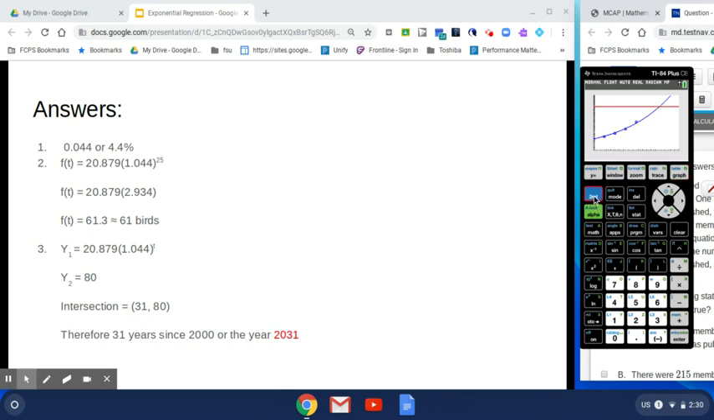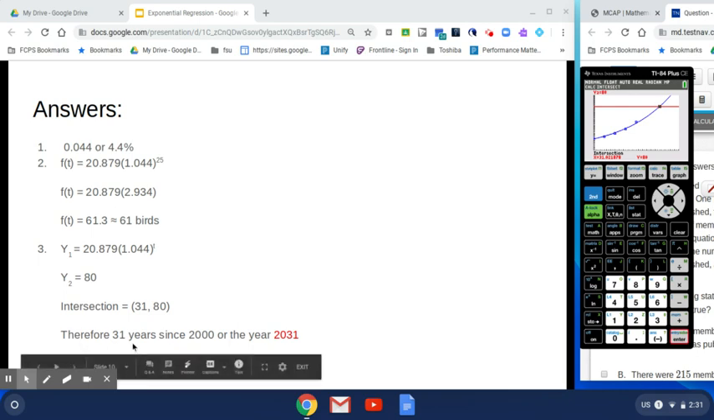So I'm going to go to second trace. Intersect is number 5. And then I'm going to get close to my point of intersection. And then I'm going to hit enter 3 times so that at the bottom it's telling me the intersection is at 31 and a y value of 80. So 31 years since 2000 is the year 2031.